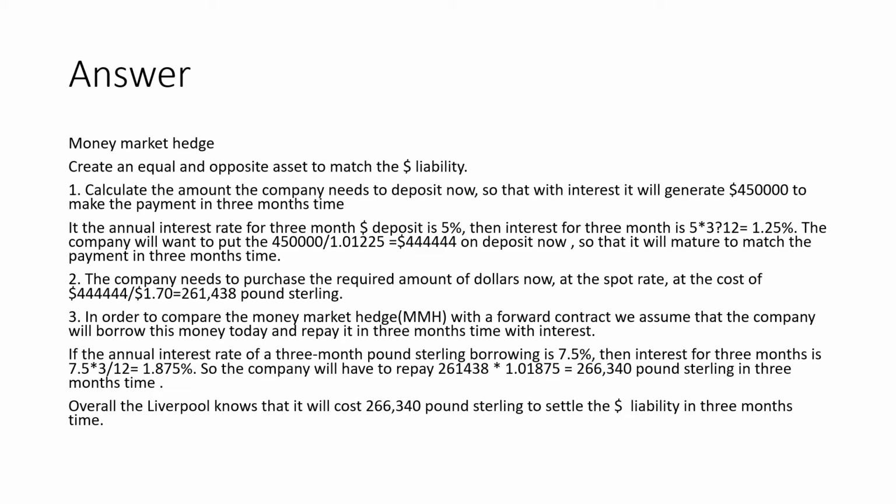अब हमें पता चल गया कि पहले तो हमने कितना इन्वेस्टमेंट करना है, फिर उसके बाद हमने इसकी कन्वर्जन करनी है पाउंड स्टर्लिंग में, क्योंकि उसके लिए हमने देखना है कि स्पॉट रेट क्या है. तो हम जो स्पॉट रेट लेंगे वो 1.70 लें, तो इसको डिवाइड करने के बाद हमें ये पता चल गया कि 2,61,438 पाउंड स्टर्लिंग की हमें ज़रूरत है.